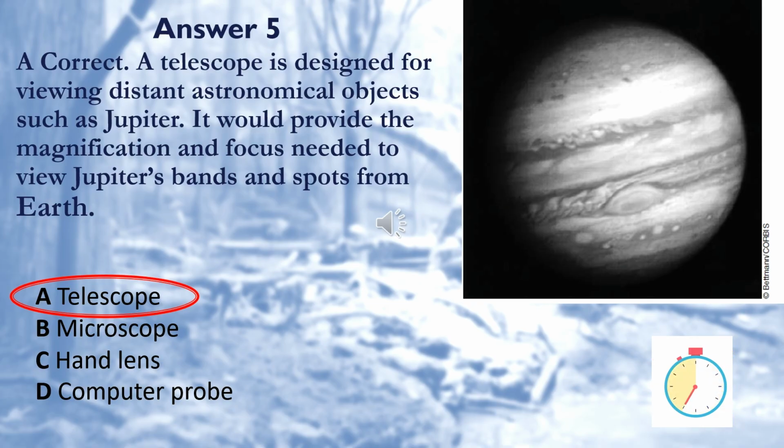C. Incorrect. A hand lens magnifies objects that are within reach. Jupiter is too far away, and its image would not be magnified well by a hand lens.